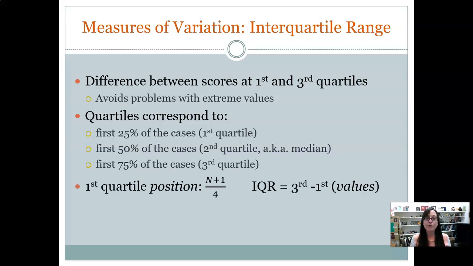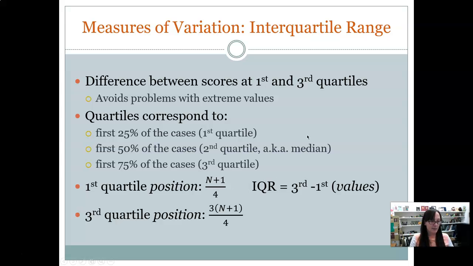So your first quartile position, so this is not the value, this is the position. This is going to be similar to when we talked about how to figure out the position of the median in the measures of central tendency. So the first quartile position is you take your n, which is your total number of values, add 1, divide by 4. And then for the third quartile position you do that same thing, but you multiply it by 3, because you want the position at the third quartile instead of the first one.